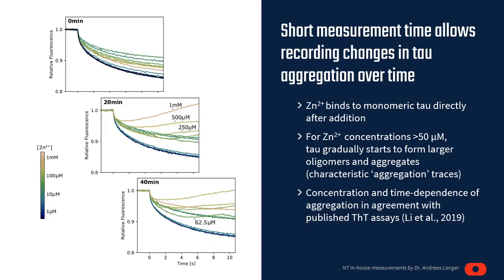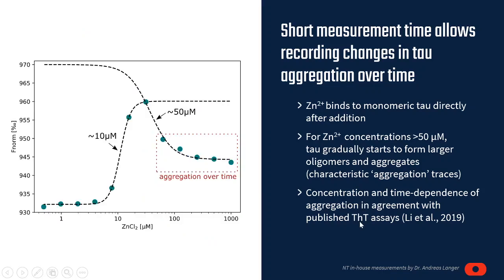So MST allows us to monitor the zinc-induced tau aggregation over time, and the observed concentration and time dependence is actually in great agreement with published ThT (Thioflavin T) binding assays. Moreover, if we go back to the dose-response curve here, we can see that it's only these concentrations depicted here on the right that cause aggregation. So in order for tau to fibrilize, we need the second binding event of zinc.